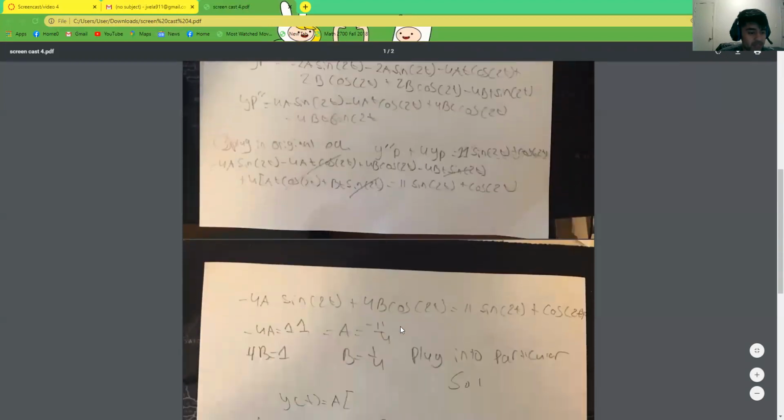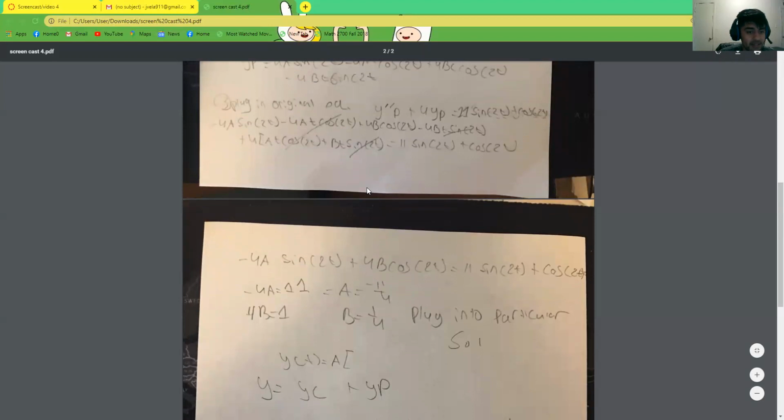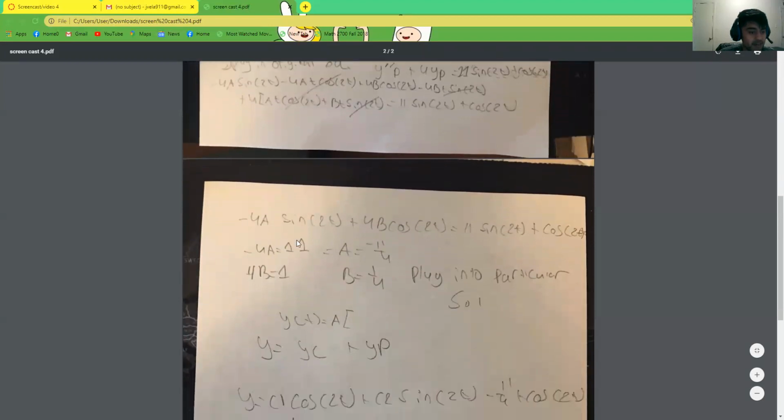And then finally, after things are plugged in and terms are combined, we get negative 4a sine of 2t plus 4b cosine of 2t equals 11 sine of 2t plus cosine of 2t. So right here, we're going to get negative 4a equals 11. Then right here, we're going to get 4b is equal to 1. So we get a equals negative 11 over 4, b equals 1 over 4.